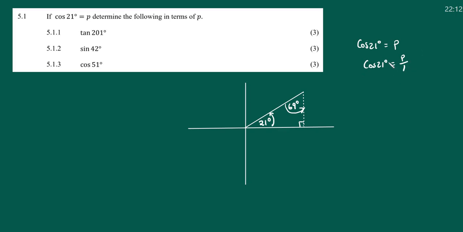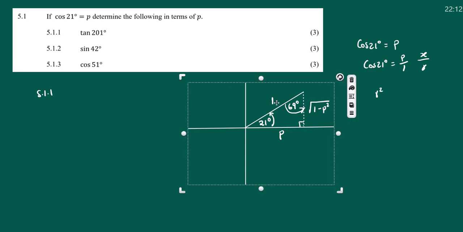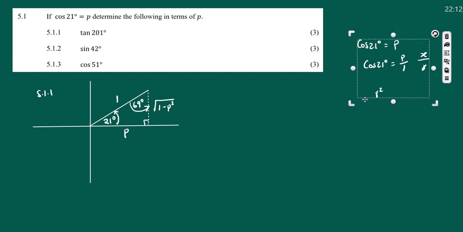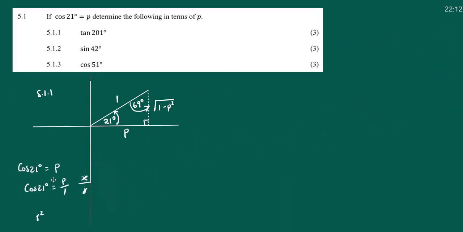Then we can fill it in now. Cos is x over r. It means your x is P, your r is 1. So you're going to find that this one is the root of 1 minus p squared. Remember, we use Pythagoras again. I'm already solving for 5.1.1. This is what we do again. Let's actually take everything this side. Then here we need to find what we do not have.